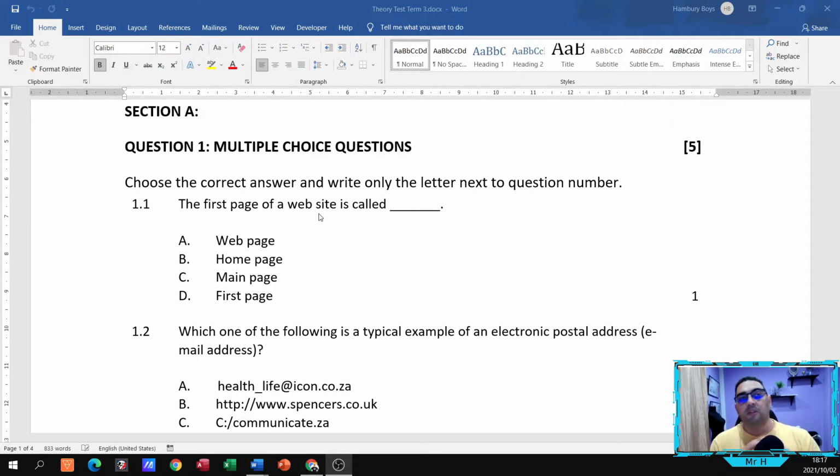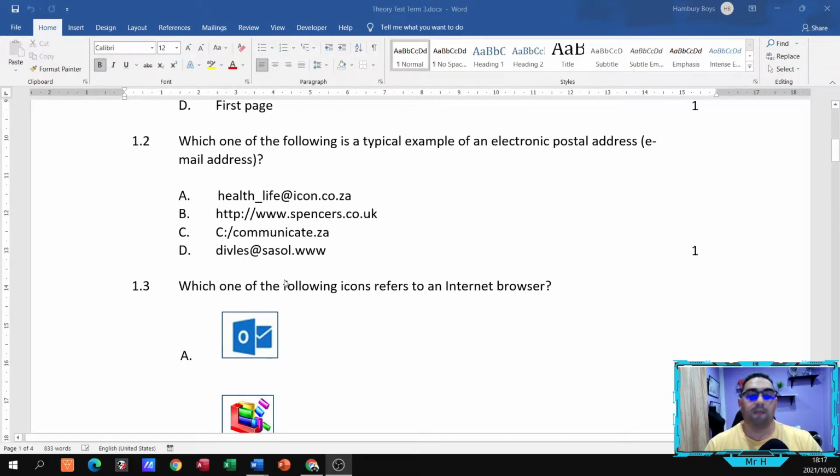When we type in, for example, facebook.com, and we haven't logged in, anything like that, what is the first page of that website that we go to? What is it called? It's called B, the home page. The home page is the very first page on a website. That's why sometimes in websites, when you click on home, it takes you back to that home page. So the answer is B, home page.